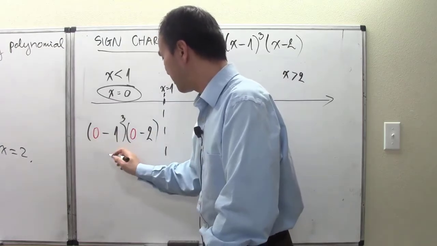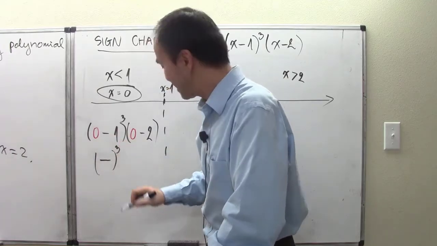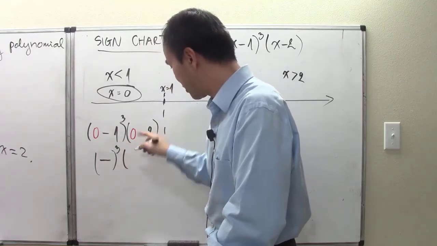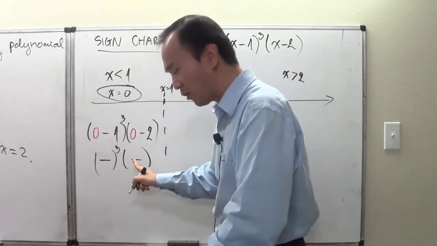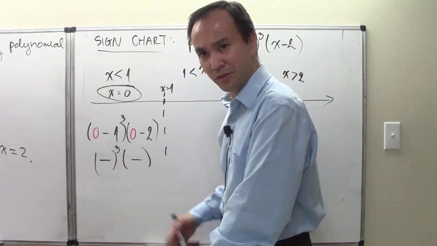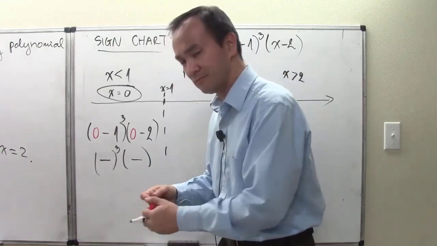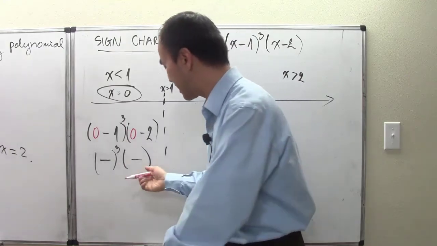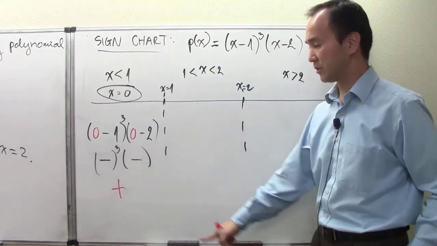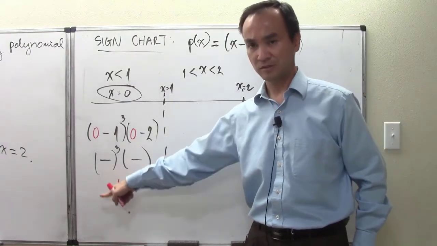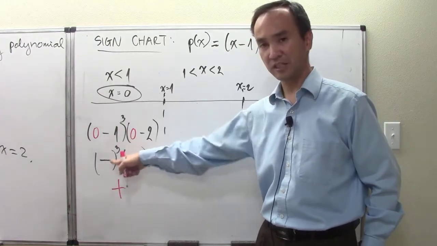Let me write the sign only, the negative sign raised to the third power. Then 0 minus 2 gives me another negative factor. So a negative factor raised to the third power, multiplied with another negative factor. What does that tell us as the overall final sign of the entire product? It has to be a positive one here. The one I wrote in red is the final sign of the entire polynomial after multiplying all these together.